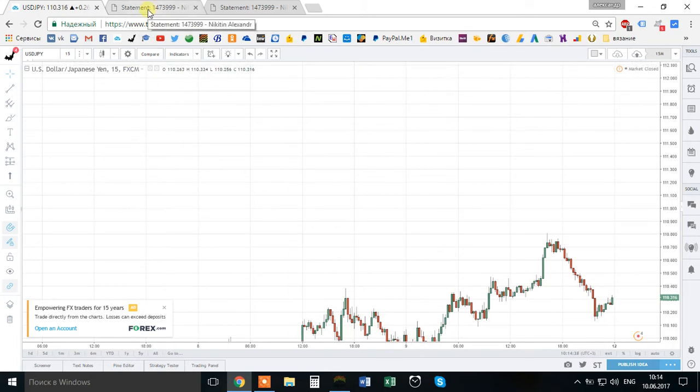If I place my cursor over there, you see the number 1973.99 Nikitin Alexander, and the second one is the same, 1973.99 Nikitin Alexander. Okay, so how am I going to demonstrate the power of psychology using those statements? Well, I am going to explain what those statements are and what they mean. The first statement is 120 something trades.